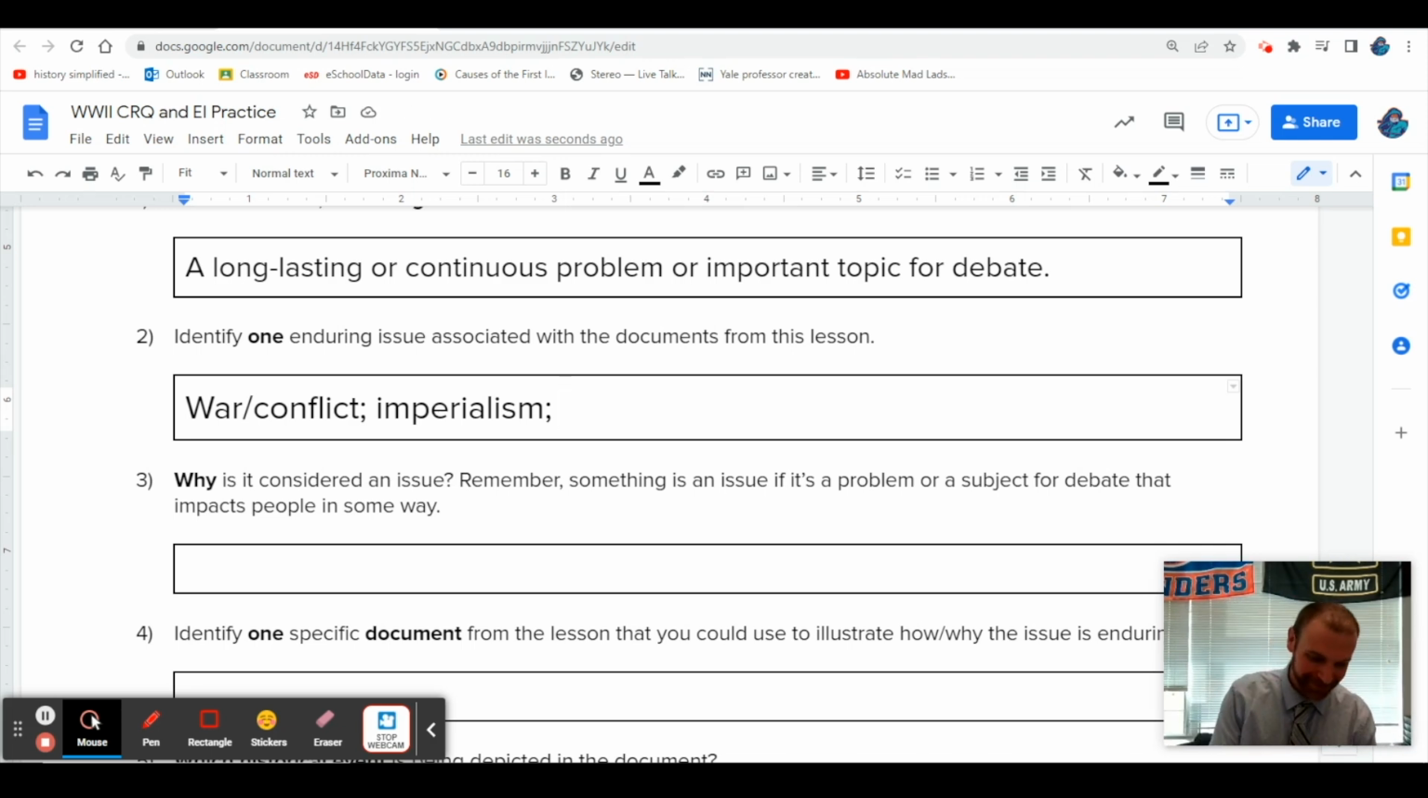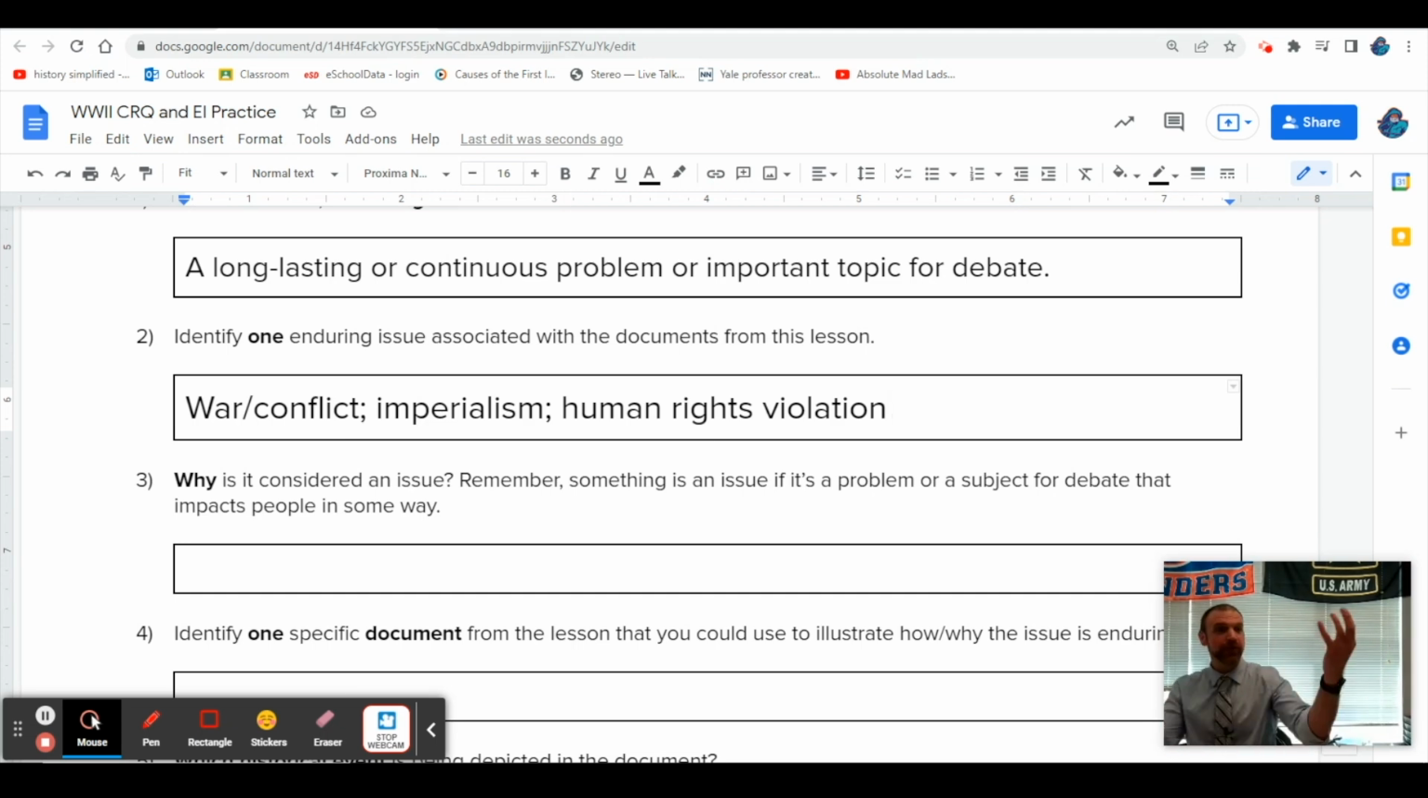I'm going to give you one more. Write this down. One more joke. All right, so if I say human rights violation, this is an enduring issue we're going to look at more closely after this World War II test, and we're unfortunately going to have to practice another enduring issues essay. We have to do that.